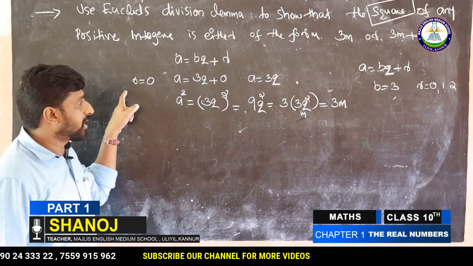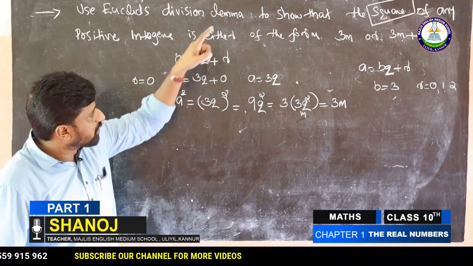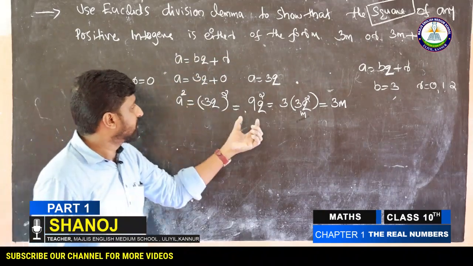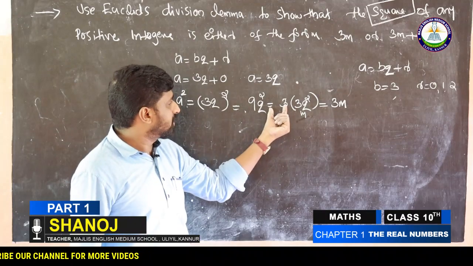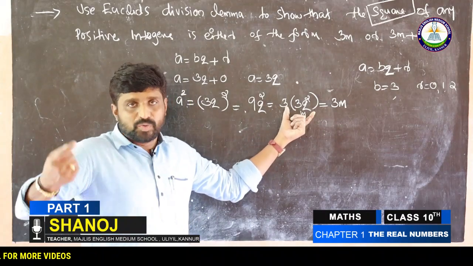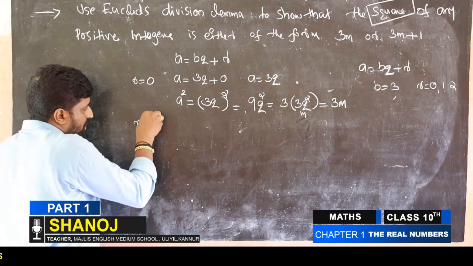This I can explain again. Suppose first we take R equal to 0, then A becomes 3Q. Now we can take A square because we need the square. So A square is equal to 3Q whole square, that is 9Q square. 9 can be taken as 3 into 3Q square. This 3Q square is just taken as m, the new variable, therefore 3m. First one, okay.